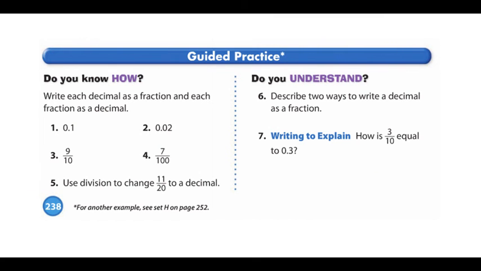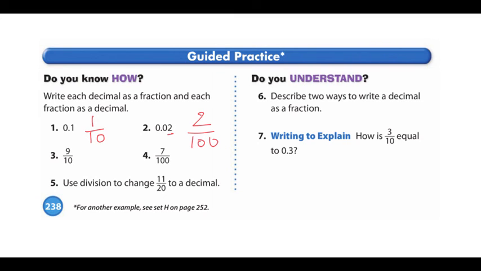Okay, so 238 on the bottom, guided practice. Let's give that a try. Get your pencils and notebooks ready. It says to write each decimal as a fraction and each fraction as a decimal. All right, so number 1, it's pretty basic. The 1 is in the tenths place, so to write it as a fraction, it's as simple as that. 1 over 10, 1/10. Okay, number 2, the 2 is in the hundredths place, so 2/100. I think you'll probably get the idea here.